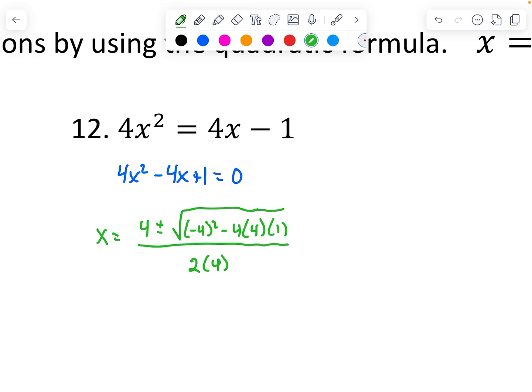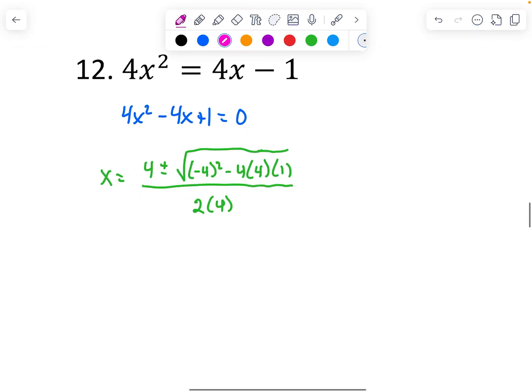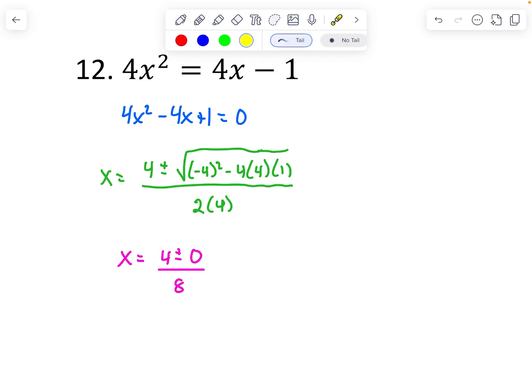Okay, so again, simplify this first and then square that and subtract. And this time we get 0 underneath the square root. So now we have x equals 4 plus or minus 0, because the square root of 0 is 0, over 8. And so when you do 4 plus 0 and 4 minus 0, you get the same answer. So this one just ends up being 4 over 8, which is 1/2. So you only get one solution. Technically, you get the same solution twice. Well, that's really just one solution.